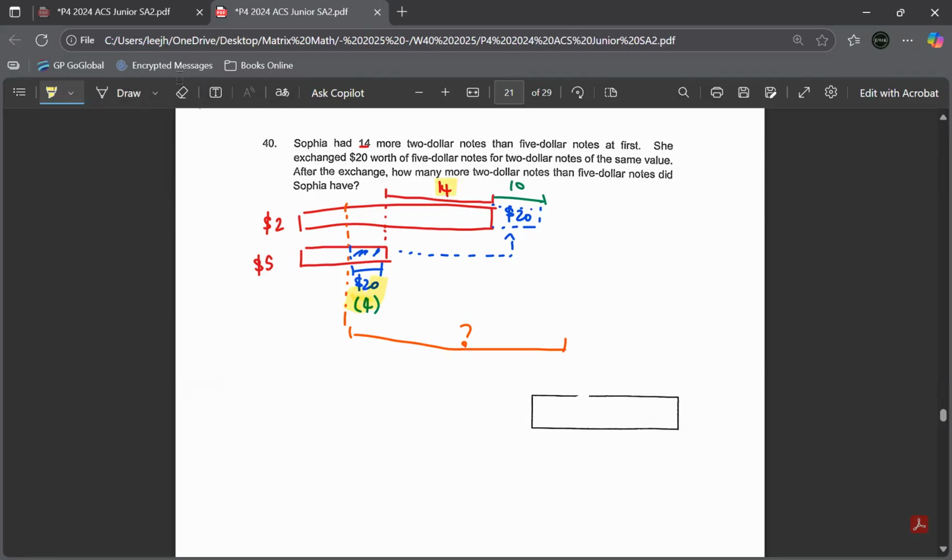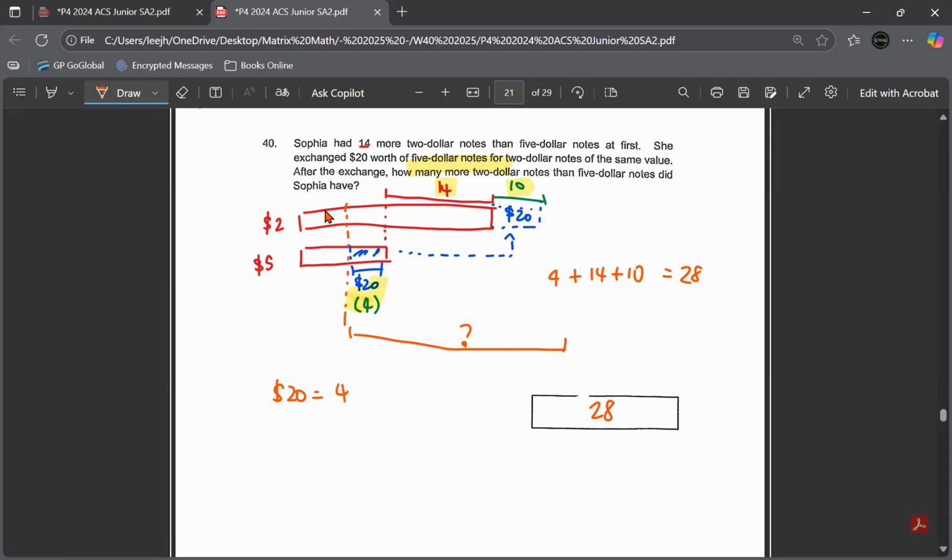Okay. 14 and 10. I just want to know how many more. I don't want the value. So how many more $2 notes than $5 notes are there? So I take 4 plus 14 plus 10. Your answer is 28. Just remember, you take away $20 here. So $20 is actually four $5 notes. So I take away 4. That's why I got 4 here. But I exchange for $2. So $20 is equal to 10 $2 notes. So that's why I got another 10 here. So the difference you can see already.